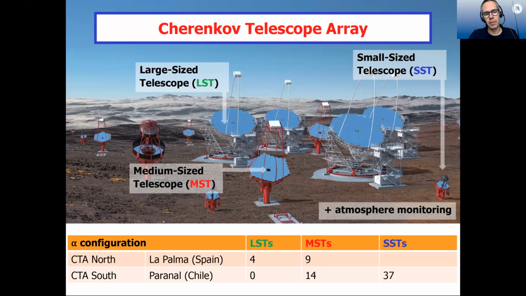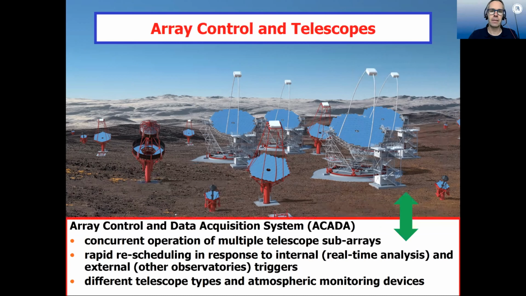The table is showing you the numbers of telescopes that will be there in the so-called initial alpha configuration. In the CTA north site on La Palma, there will be 13 telescopes, and in the south near Paranal in Chile, there will be 51. On top of that, there will be atmosphere monitoring devices like LiDARs and weather stations. The control of all these devices is the task of the array control and data acquisition system.